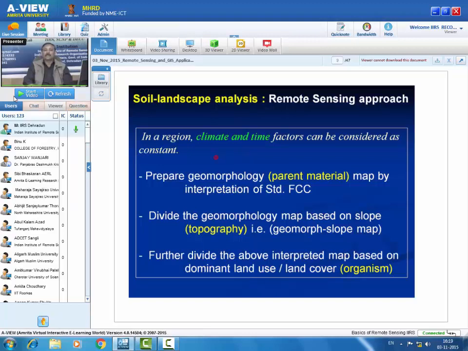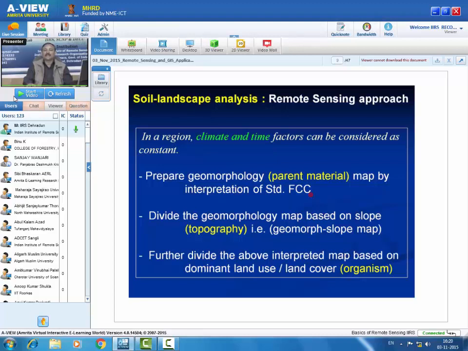The first factor is parent material. How can I identify parent material? You need to prepare the geomorphology map with the help of remote sensing data, using the standard FCC, the false color composite. With this, we can map the geomorphology of our area. For example, in one area, the geomorphology may be hills, foothills, alluvial plains, or your area may be completely alluvial plains, and then there may be old alluvial plains, young alluvial plains, flood plains, river channels, like that.